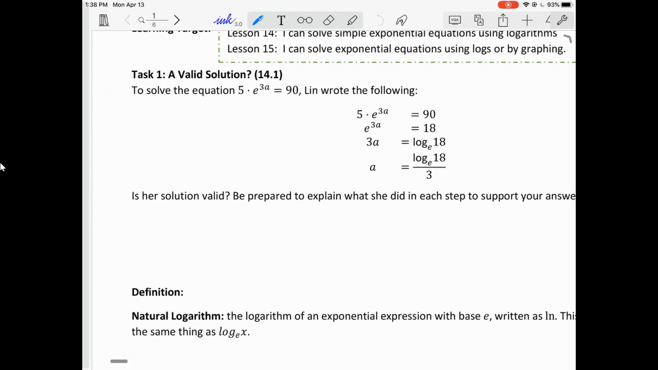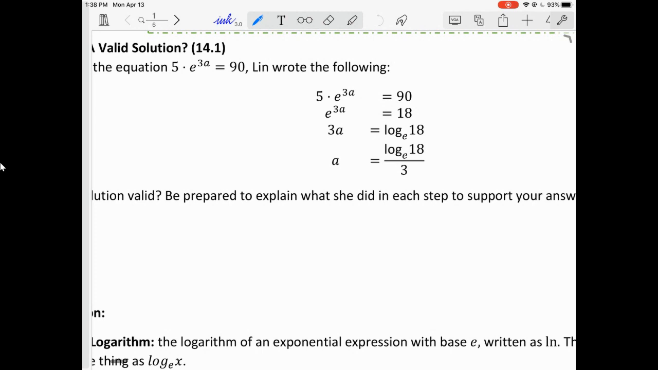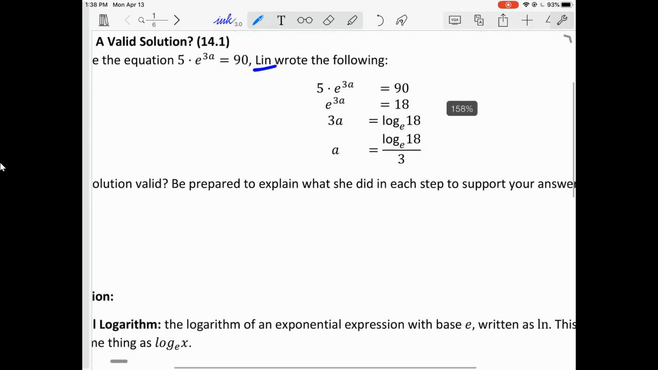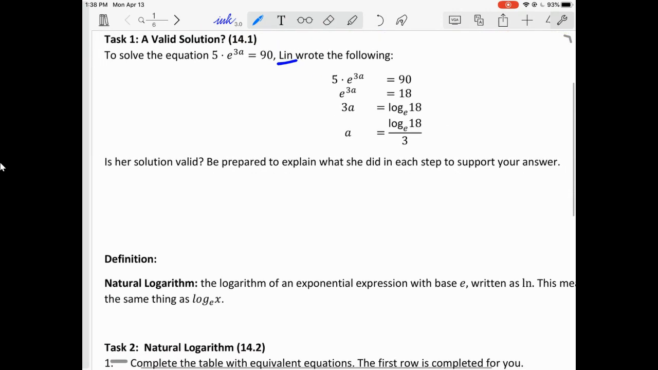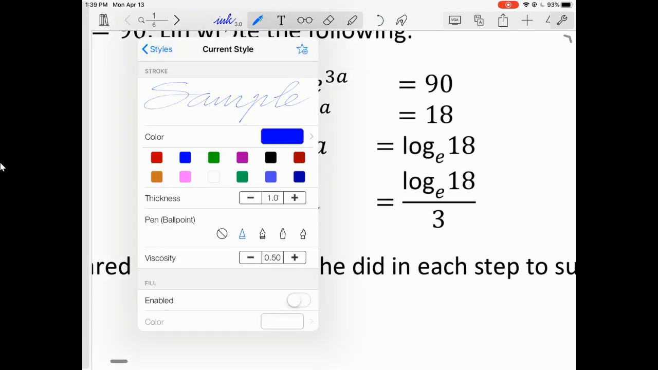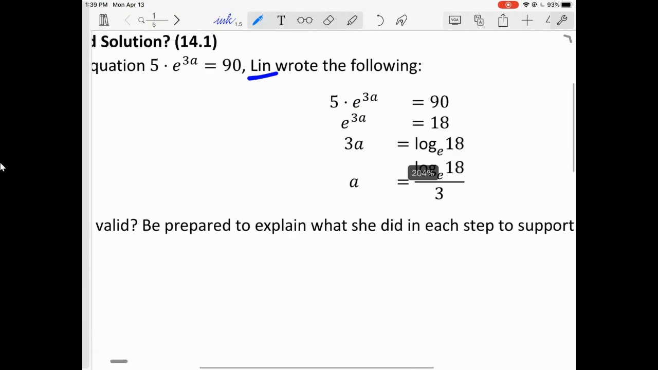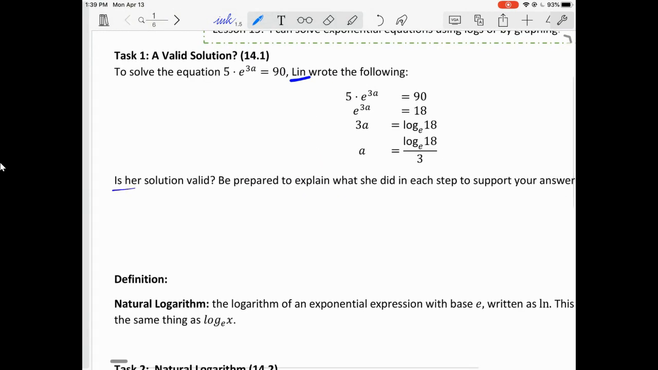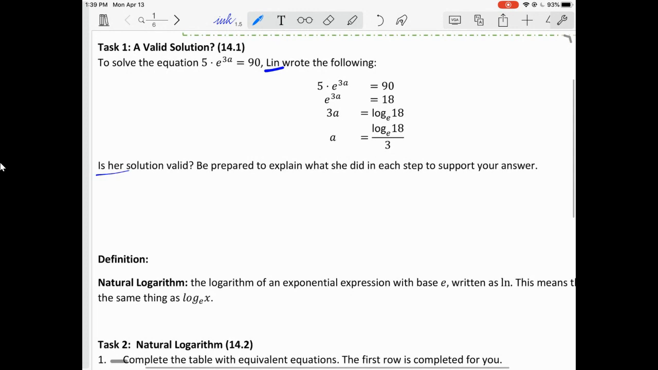All right, so first task is to solve an exponential equation. Basically identifying the steps of what somebody else did. So Lynn wrote the following. She solved for this variable a, which happens to be in the exponent, using this process right here. Your job is to decide, is her solution valid, and be prepared to explain what she did in each step.